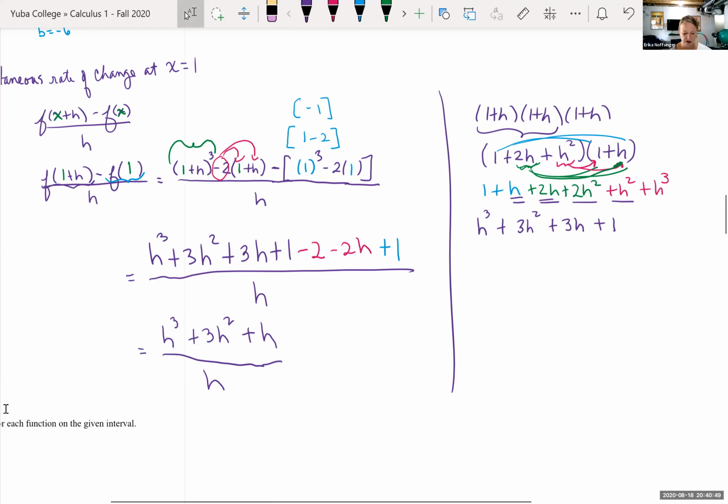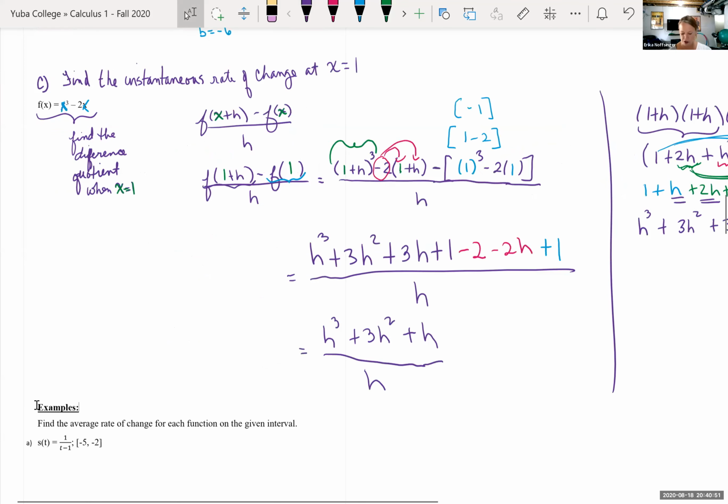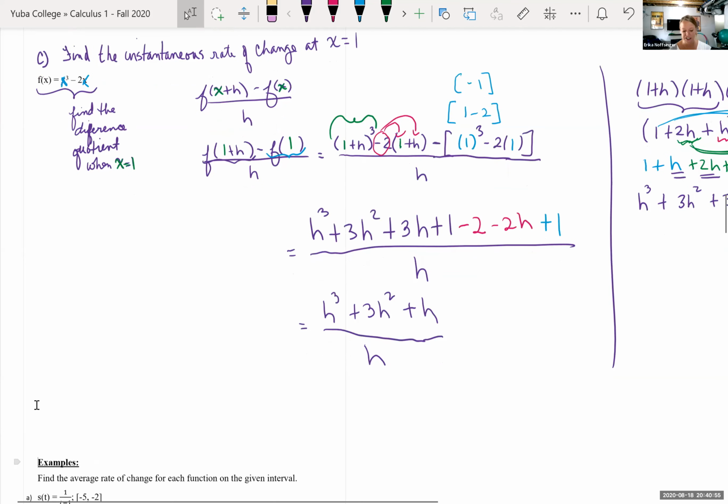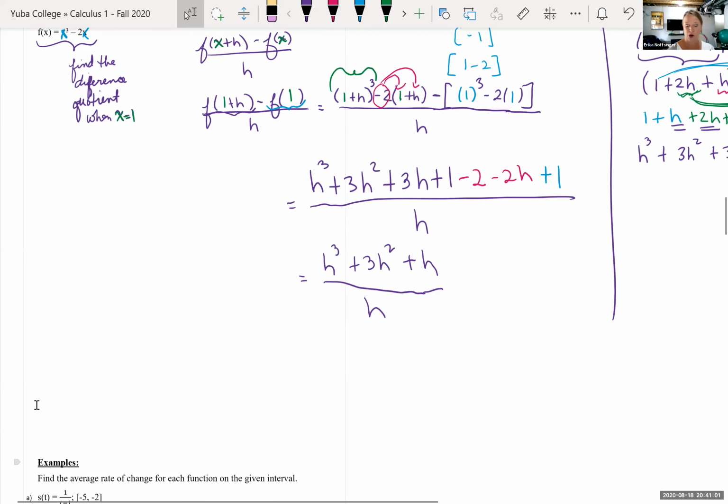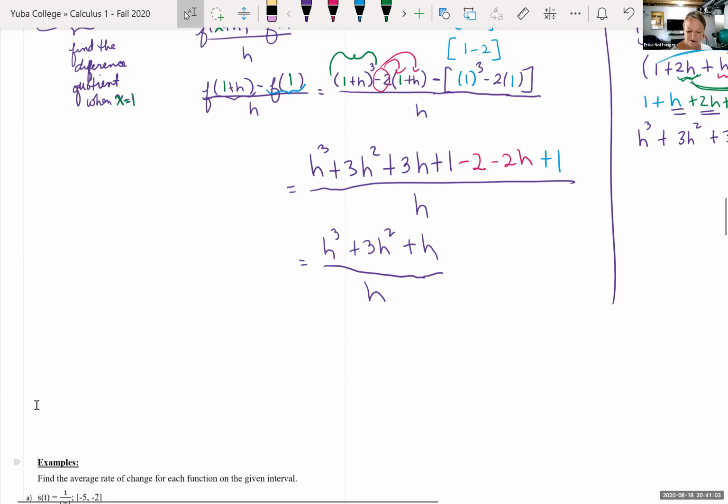So notice also that all those terms in the numerator have an h in common, so you technically could factor the h out and then simplify with the h in the denominator. And if we think about it, you're dividing by a monomial, so you can think about h cubed divided by h, you have to divide each one, which is an h squared plus, so 3h squared divided by h, that would give us a 3h, plus h divided by h, which is 1.